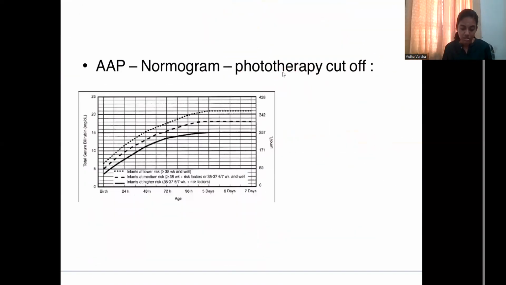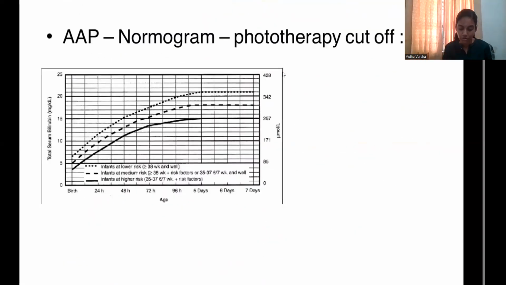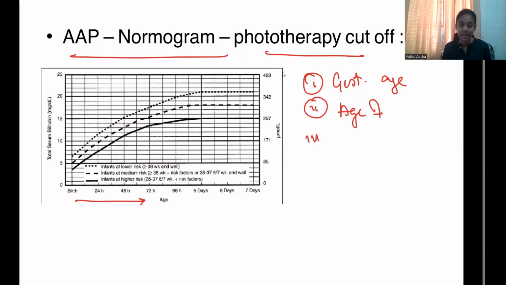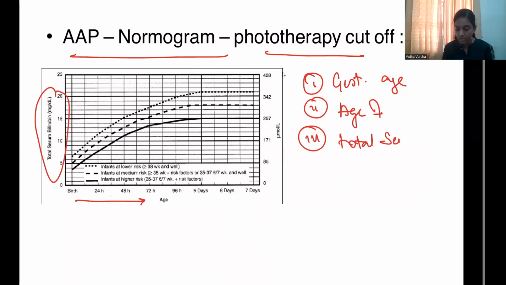This is your AAP nomogram chart. I told you the phototherapy cutoff range. So this nomogram chart will include your gestational age. Second, it will include the age of the child, that is the day of the child. Next, it will include your total serum bilirubin level. Fourth, it will include these dotted lines, that is your risk factors.